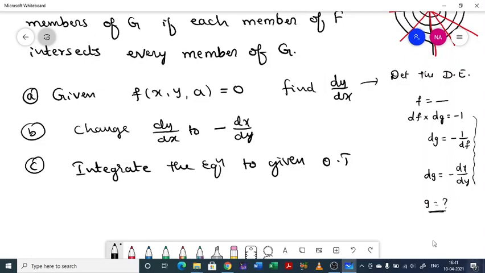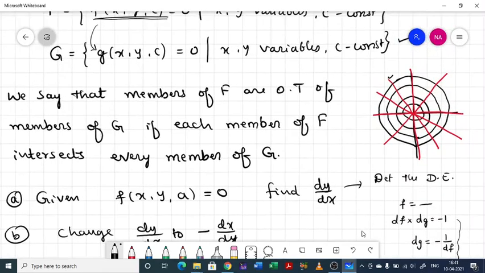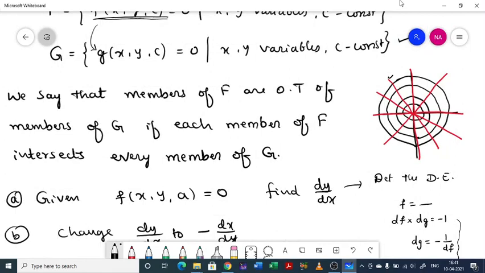So you can assume this straight line as f. This f is given, so you have to find its differential equation. That means you have to find dy by dx. Then from that you get the differential equation of this curve. What is the differential equation of this curve? That will be minus dx by dy. Then integrate, you get g. So given f, you need to find g.